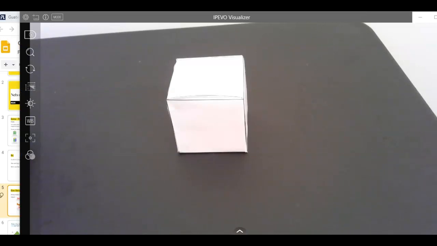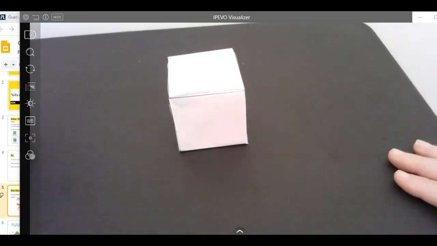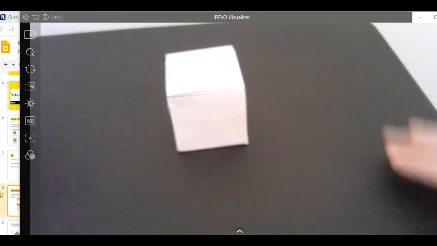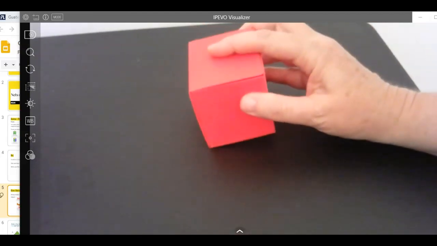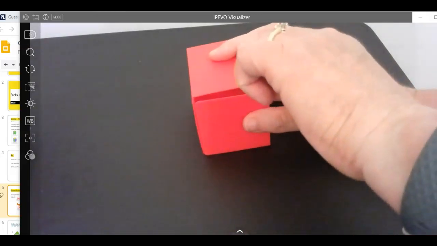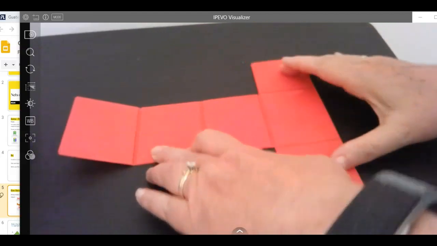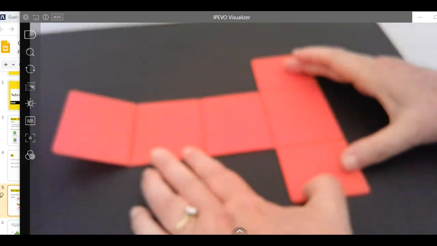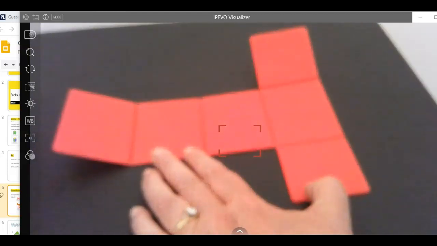So we said that nets are a flat pattern for a 3D shape. If we look at this shape, we've got a cube here. When we say a flat version, we don't mean this. This is not a net. Instead, a net is if you took a cube and you cut it and opened it up and you kept cutting it until you could lay it flat in one piece. That is a net. This net makes a rectangular prism.